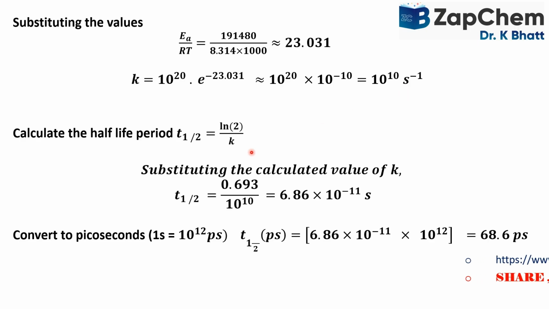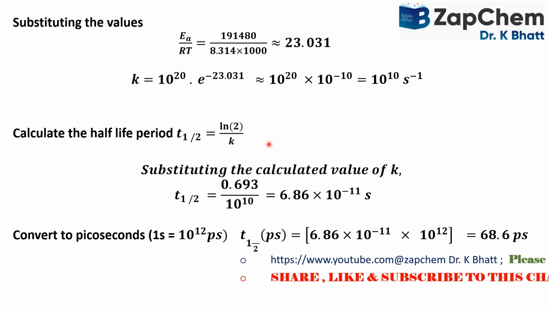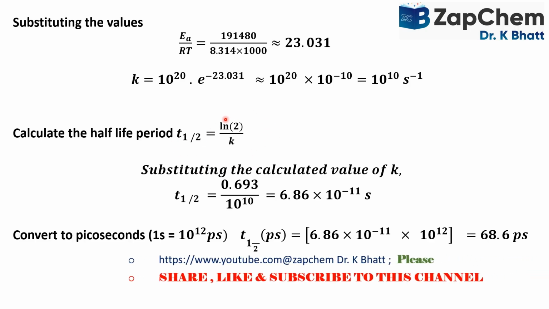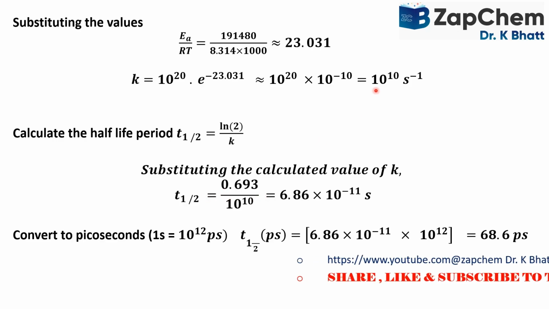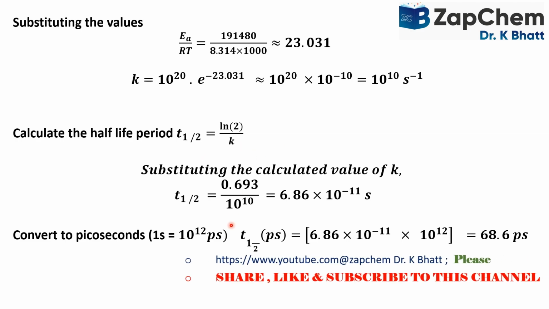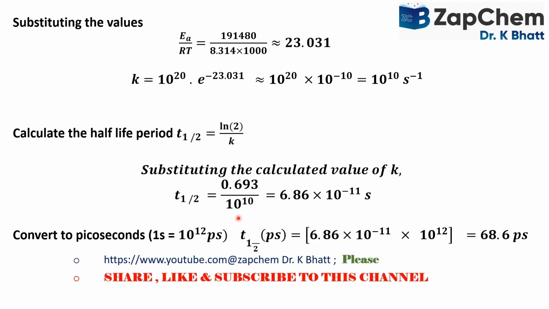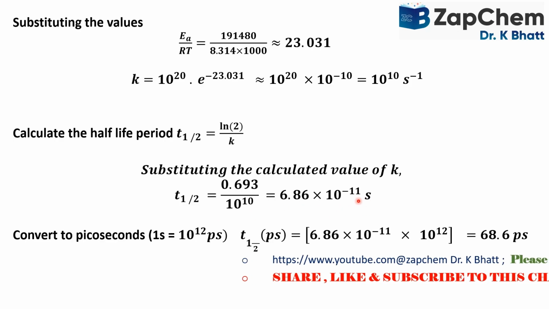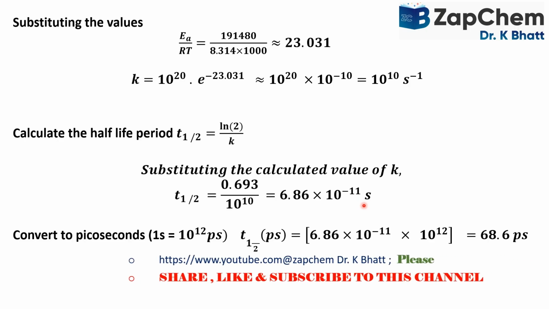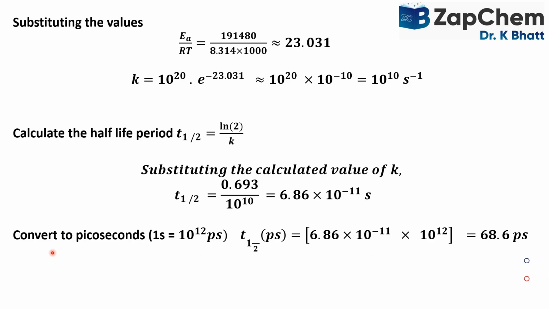And then the half-life period is to be calculated. This formula is to be substituted here, t half is equal to ln 2 upon K, or you can say that t half is equal to 0.693 upon 10 to the power 10, because now we know K. We put up the values here and we get the t half as 6.86 into 10 to the power minus 11 seconds. Okay, then we need to convert it into picosecond.